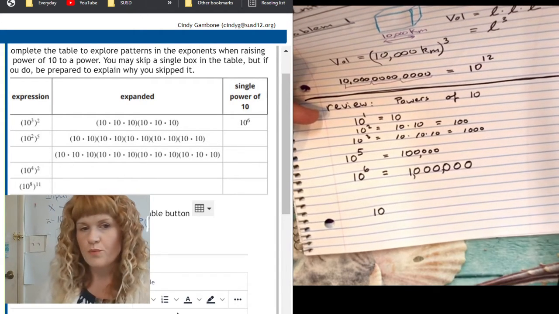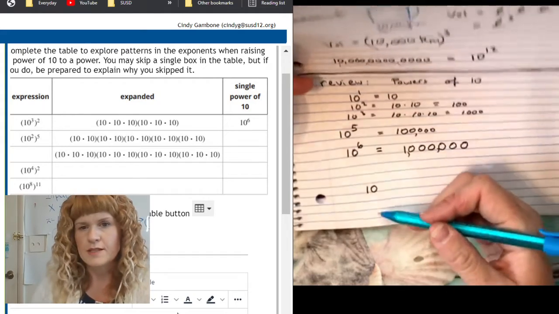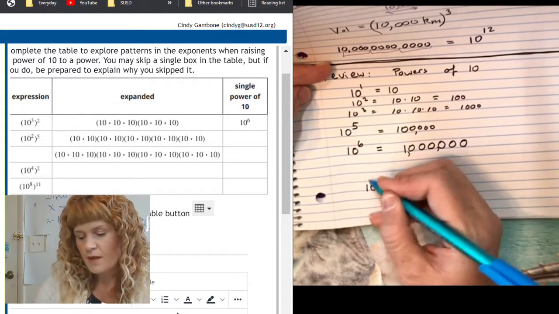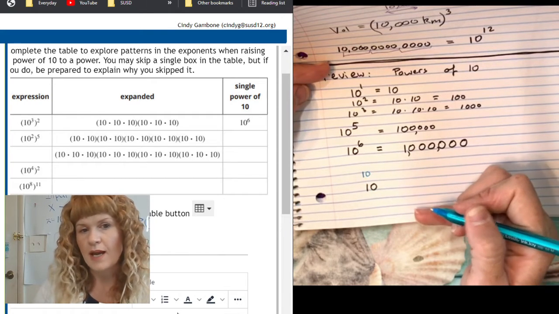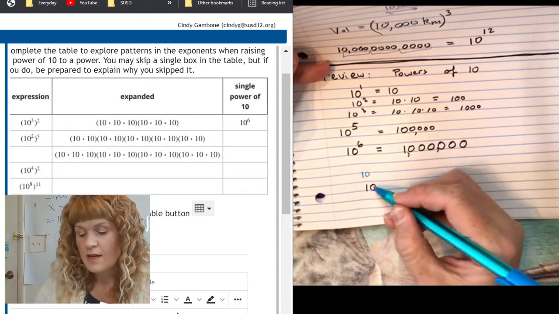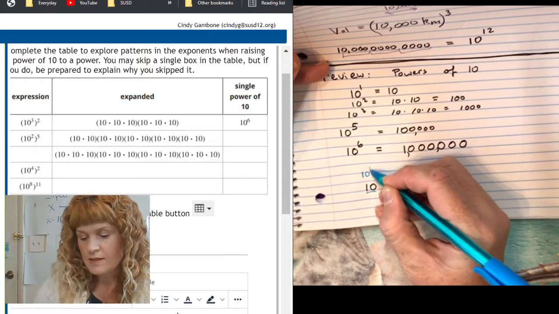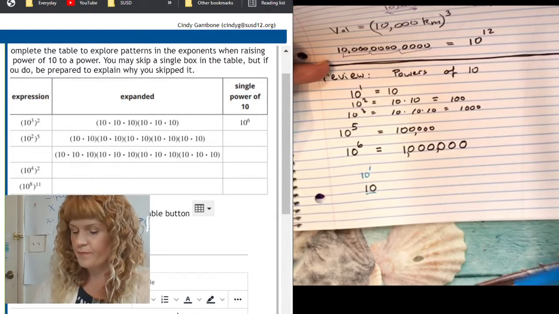I want to make really sure that you've got this locked up in your head, because of the pandemic and all. So let me write this out again. I have another way to organize it. 10 is 10 to the first power.